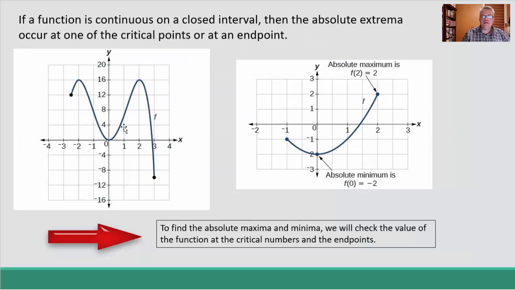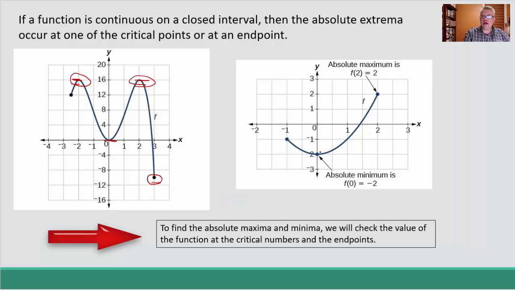Okay, in fact, that's what this slide shows. On this first graph, here are the critical points. We have a critical point here where the derivative is 0, a critical point here, a critical point there. So notice that the absolute maximum occurs at these two critical points, and the absolute minimum occurs at this endpoint. Those are the two places it can happen.